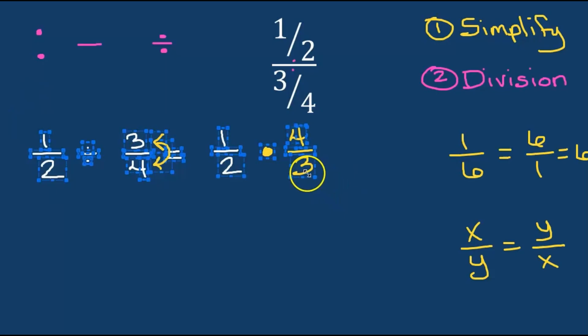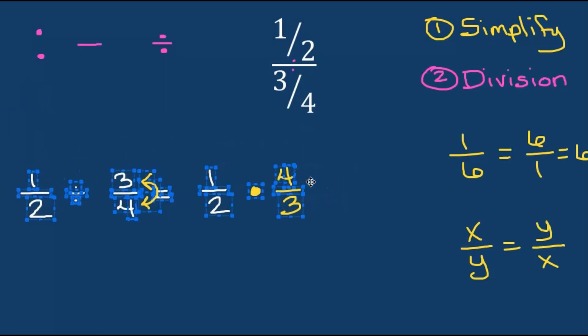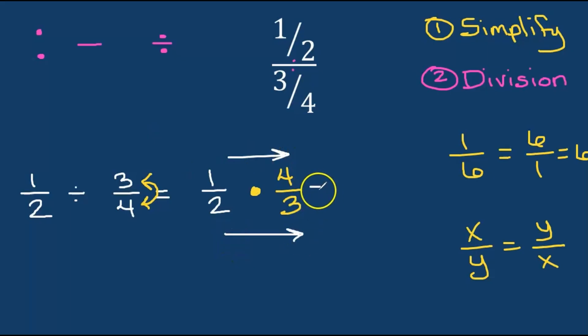Let's move our problem down a little bit so we have a little bit of space. And now multiplication of fractions is just multiplying across the top, multiplying across the bottom, and making sure to simplify. 1 times 4 is 4. 2 times 3 is 6. Both of these can be divided by 2. So we're going to divide the top and divide the bottom. Our final answer then is 2/3.